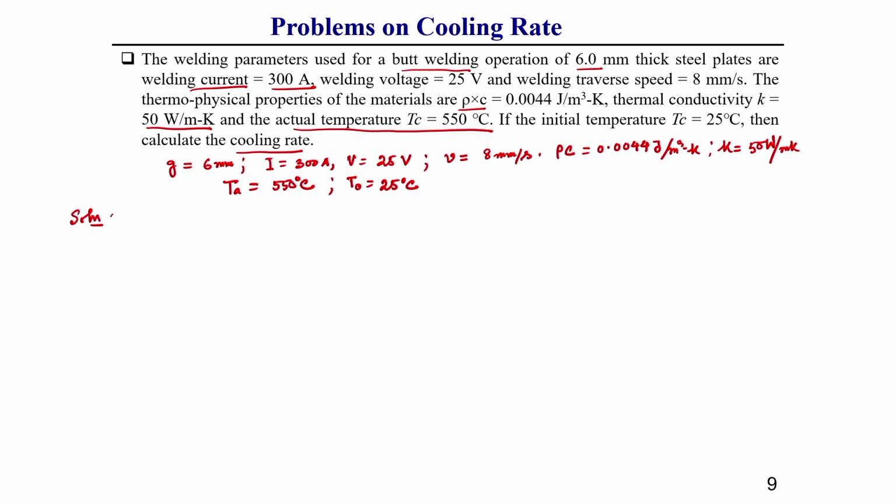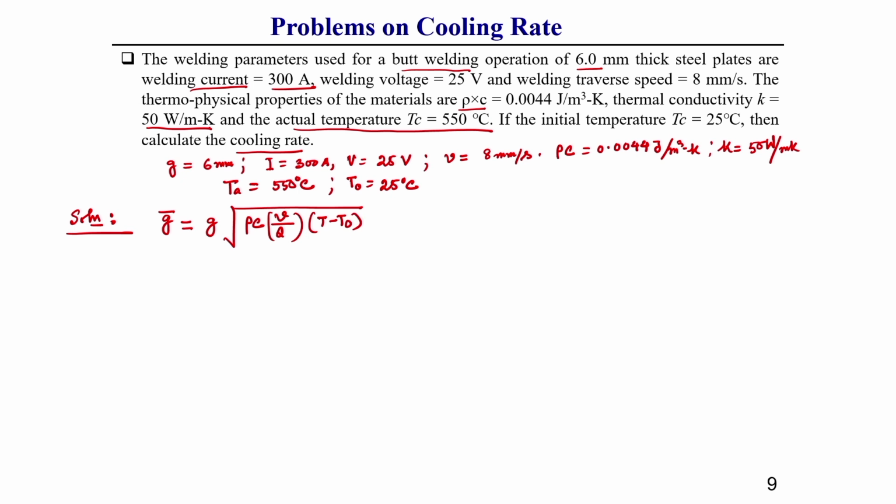You need to first calculate the dimensionless thickness. What is the equation of dimensionless thickness? The dimensionless thickness G bar is equal to the thickness of the plate into the square root of rho C V by Q into T minus T0, correct. This is the equation you know.